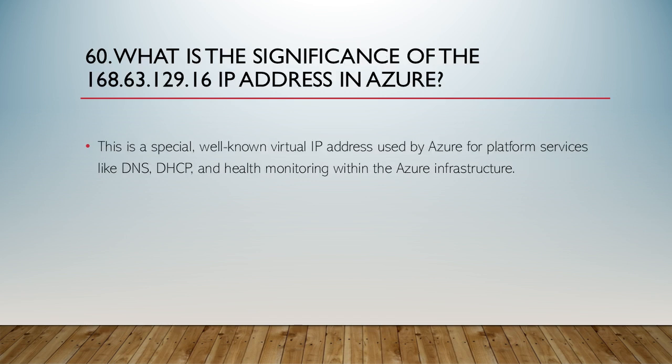60. What is the significance of the 168.63.129.16 IP address in Azure? This is a special, well-known virtual IP address used by Azure for platform services like DNS, DHCP, and health monitoring within the Azure infrastructure.